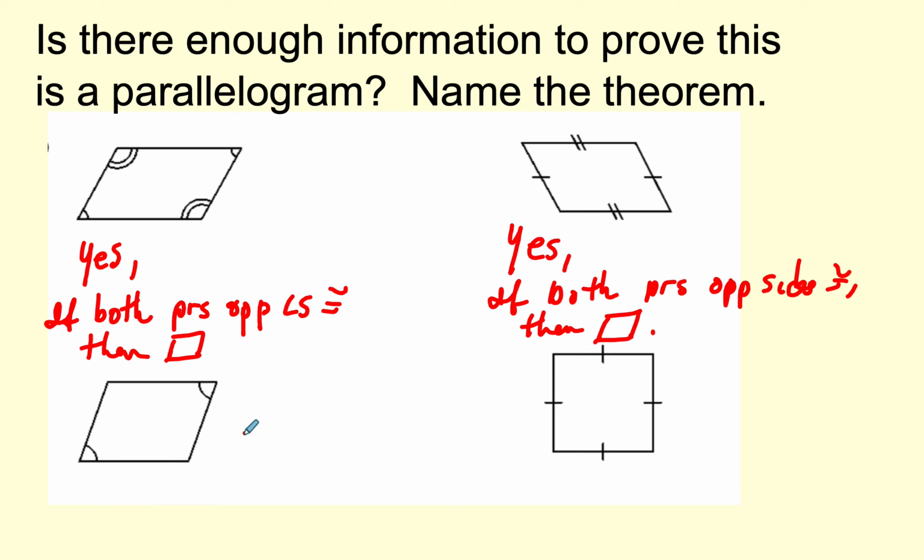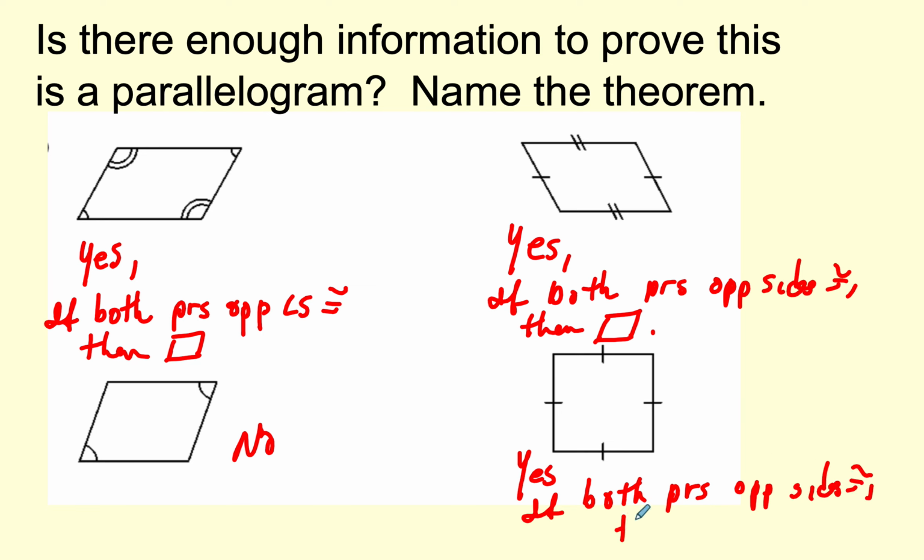Here, the answer is no. We have one pair of opposite sides, but not the other, so we can't guarantee that. Over here, the answer is yes. I can see we have both pairs of opposite sides congruent, then it's a parallelogram.